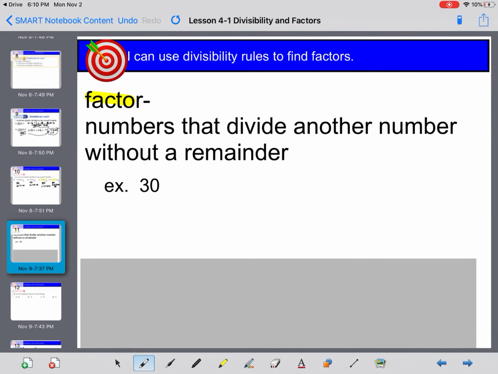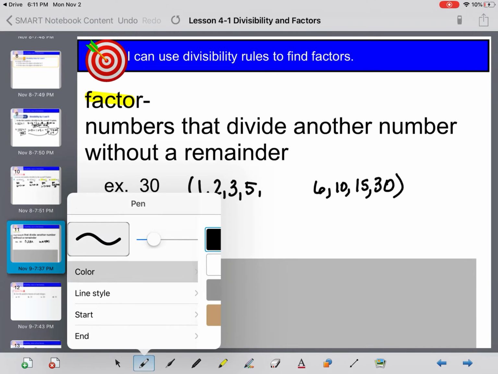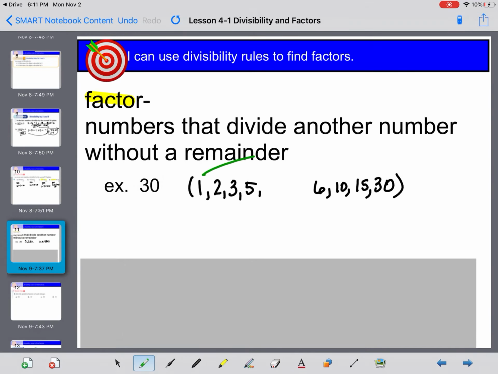Well, let's try it. Factors of 30 are 1 times 30, those are factors, 2 times 15, 3 times 10, 5 times 6. Now, you might have seen this before. And your teacher probably went like this. 1 times 30, these are factor pairs, aren't they? 2 times 15, 3 times 10, and 5 times 6. These are all factors of 30. They divide into 30 without a remainder.